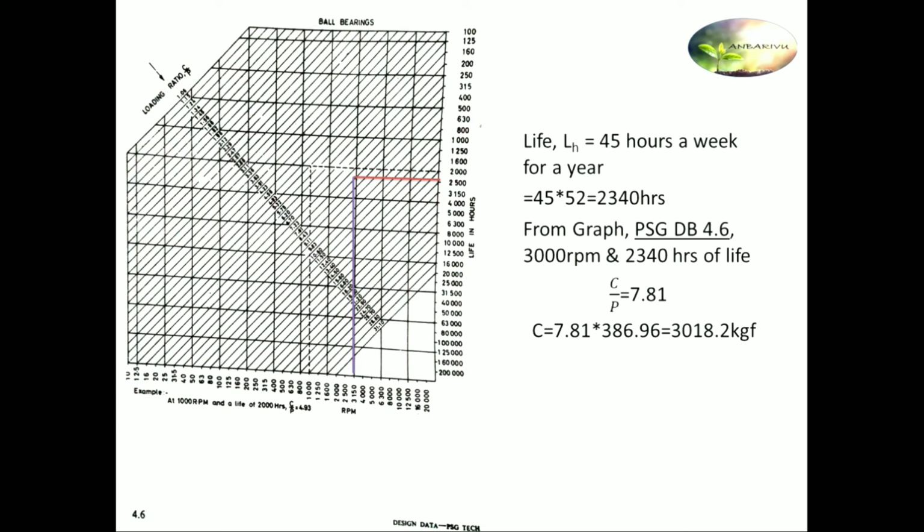Substitute the value of P and get the value of C. C equal to 3018.2 kgf. Is this value lesser than the dynamic load we took from the data book? In the data book it is 3200, so it is lesser than the dynamic load. So the design is safe. The selected SKF 6308 is a suitable deep groove ball bearing.